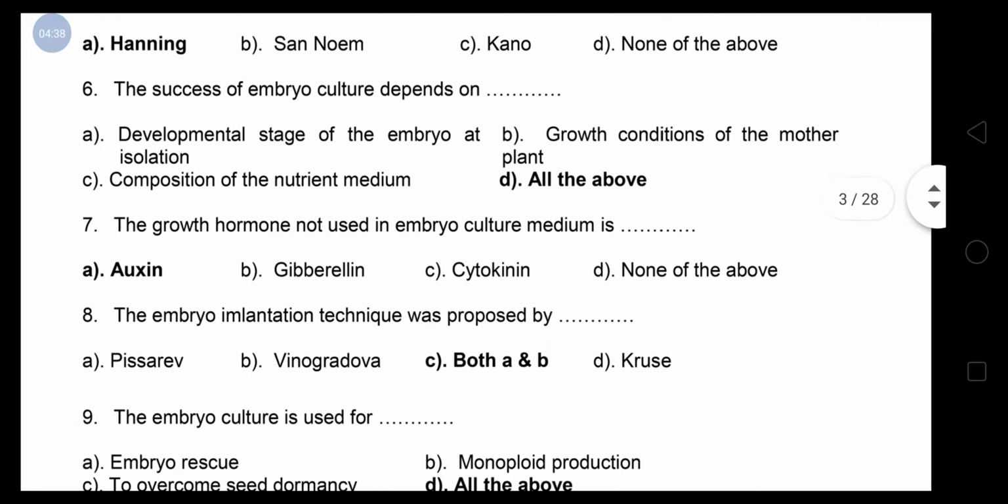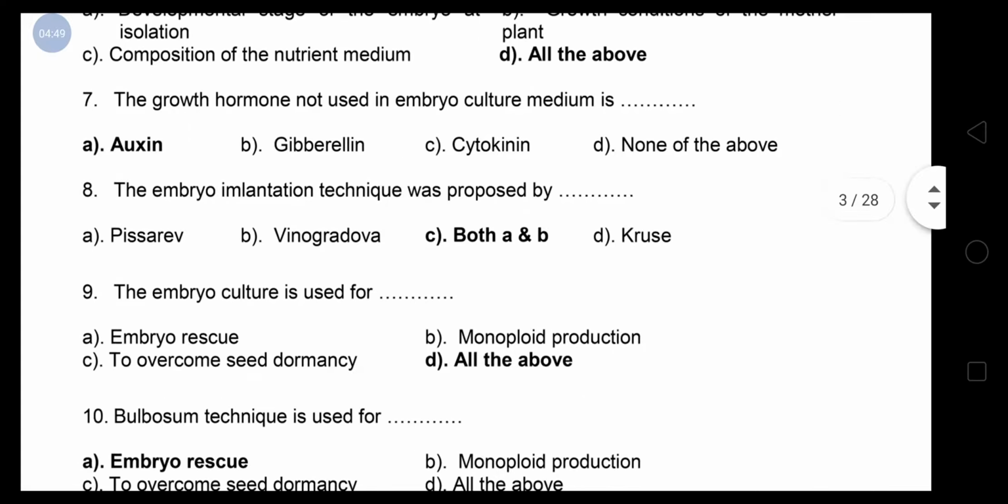The success of embryo culture depends on the developmental stage of the embryo at isolation, the growth condition of the mother plant, and the composition of the nutrient medium. The growth hormone not used in embryo culture medium is auxin. Apart from that, all the other hormones like gibberellins and cytokinins are used in embryo culture. The embryo implantation technique was proposed by Pissarev and Vinogradova. Remember, the embryo implantation technique was proposed by Pissarev and Vinogradova.